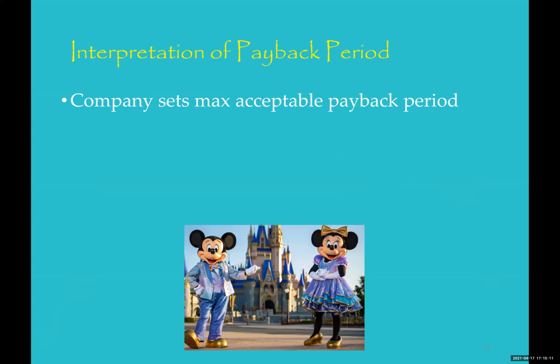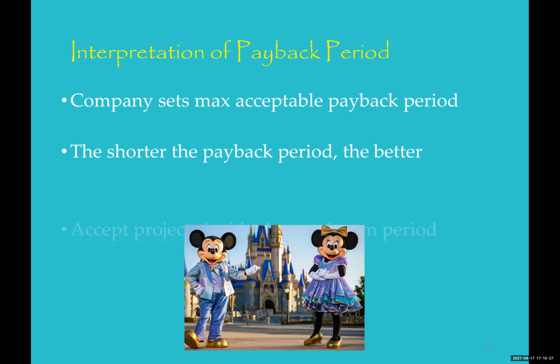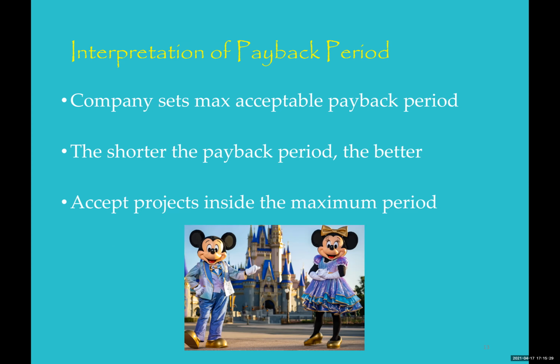So it's up to the company to determine the acceptable payback period. I use the example of 4 years. It could be 10 years, it could be 8.5 years, it could be 2 years, it could be 18 months. The company decides. Most companies will say the shorter the payback period, the better. And if they have the resources, they will accept any project that pays back within the maximum period. If they don't have the resources, then they'll choose whatever project pays back first within that period.